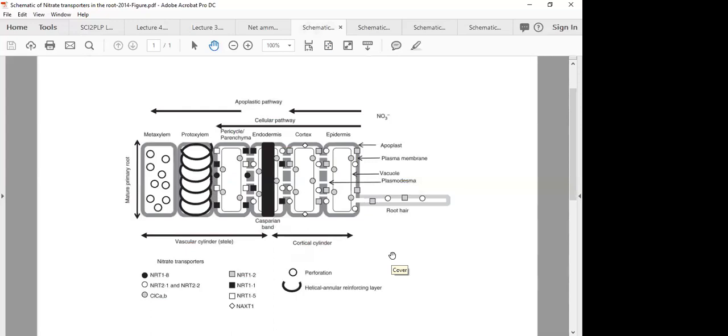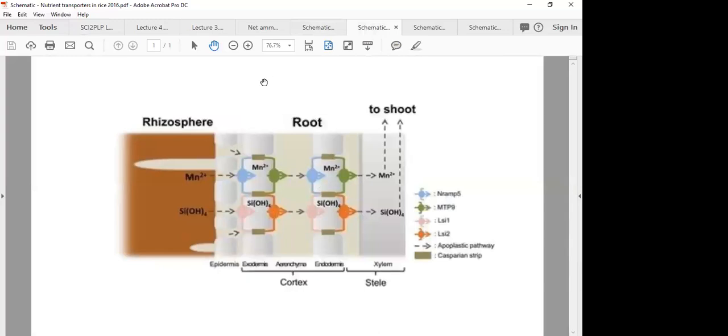There you go. So I'm not sure what plant species was being studied here. That doesn't matter. All right, another example. A little bit blurry, this one.